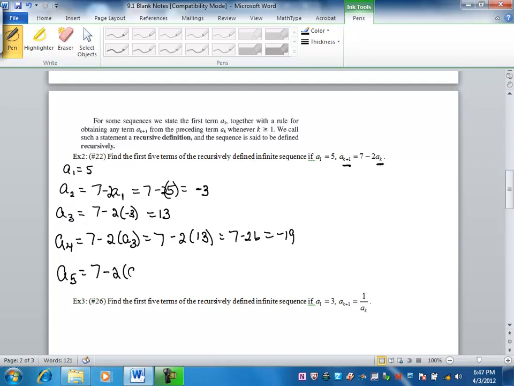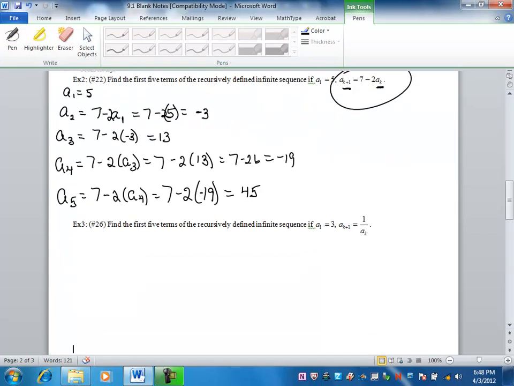7 minus 2 times a sub 4. And we know what a sub 4 is. 7 minus 2 times what's a sub 4? It's 19. 7 minus 38 gives me, actually that's a negative 19. 7 plus 38 gives us 45. Alright, so there's our first 5 terms of this recursively defined infinite sequence. This goes on forever, and it keeps going back to the recursive definition.